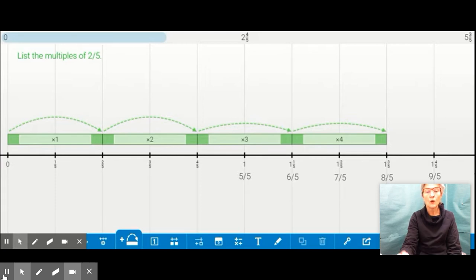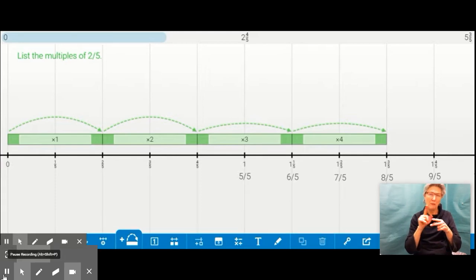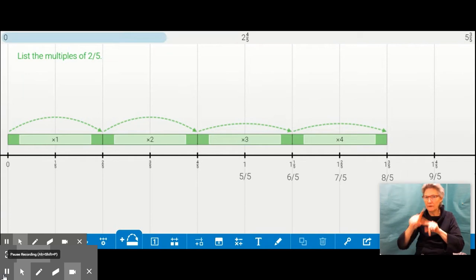We're going to talk briefly about multiples of fractions. Yesterday in our lesson, we talked about multiples of unit fractions. We learned that a multiple is the product of a number and a counting number. So we know how to write multiples of unit fractions, and now we're going to talk about multiples of non-unit fractions. So something that isn't one part of the whole.